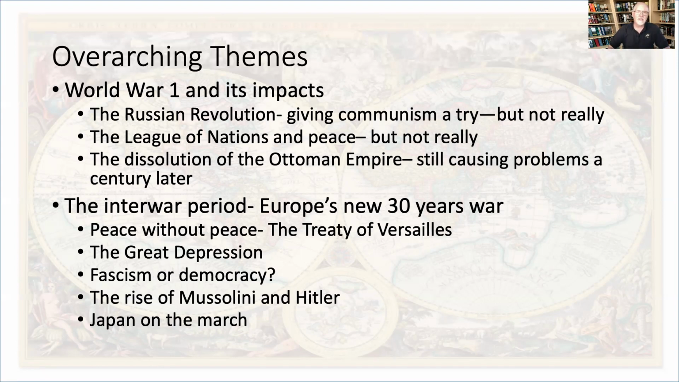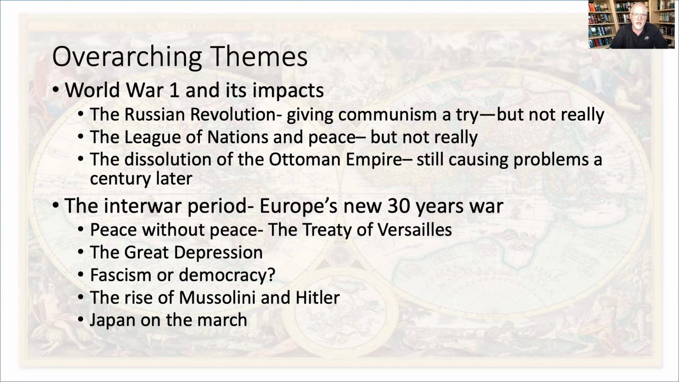I labeled this, and other historians have labeled this, Europe's 30-year war. If you look at the end of World War I with the Treaty of Versailles in 1919, the outbreak of World War II in 1939, yeah, that's only 20 years of peace, but if you strap on the 5 years of World War I and the 5 years of World War II on either end, you basically get Europe's 30-year war of the 20th century. You have a peace without a peace.